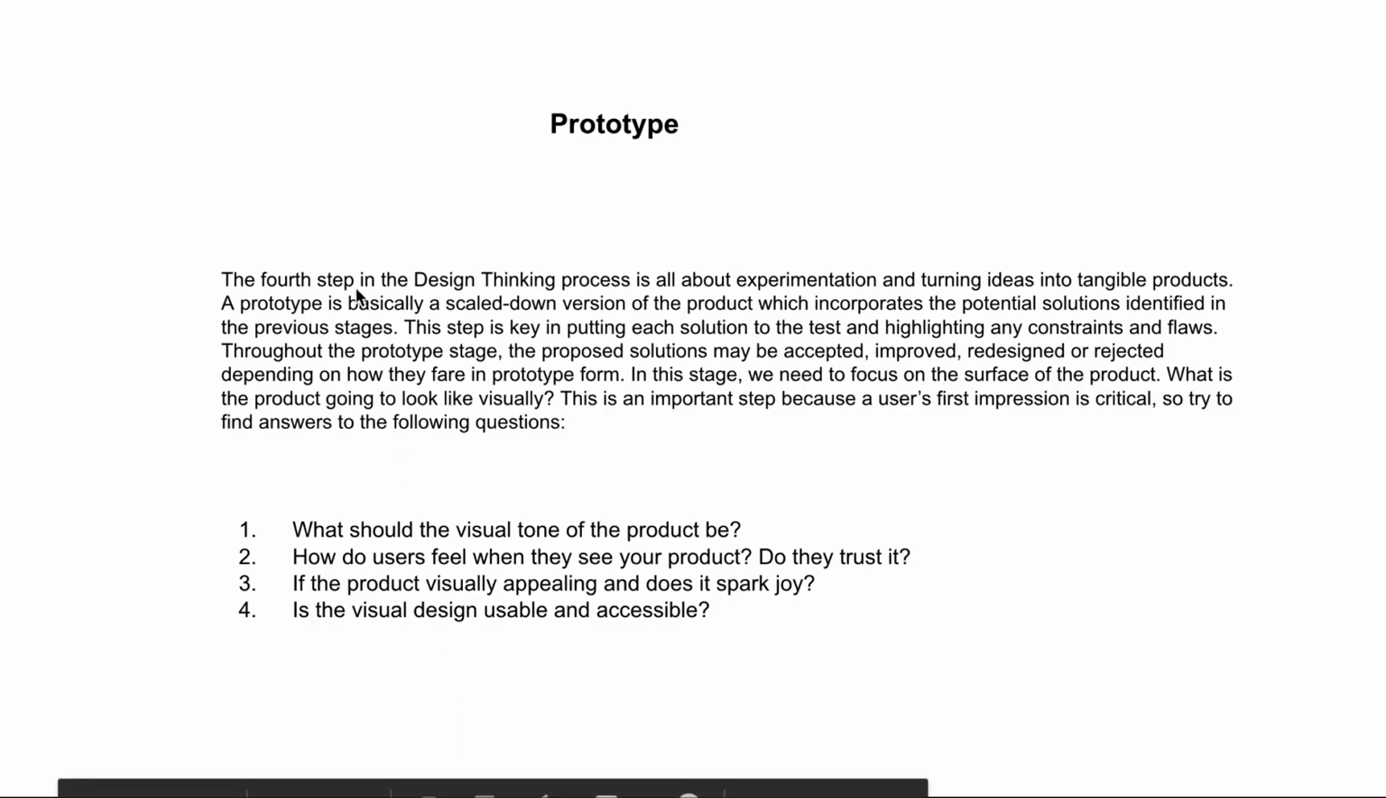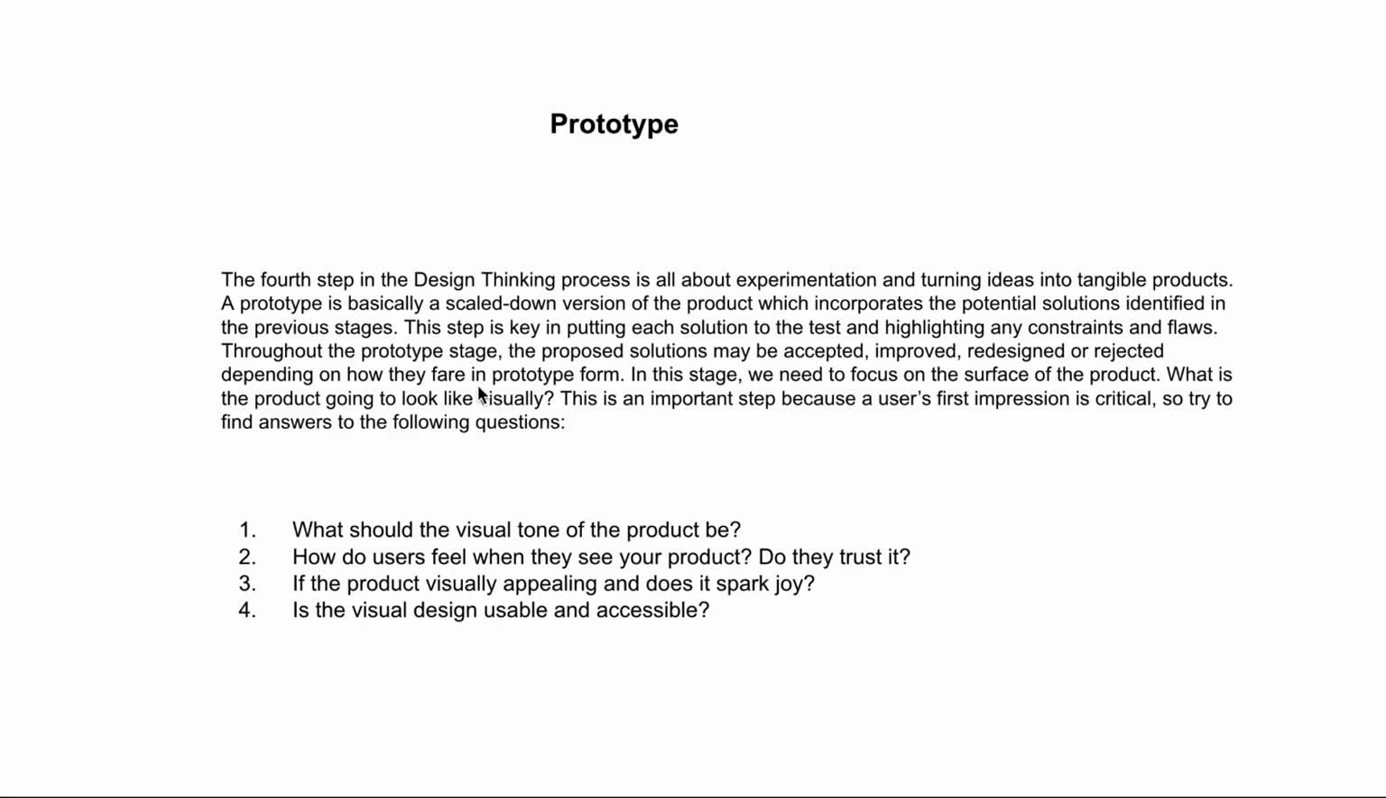Prototyping. This is the fourth phase in the design thinking process, and it's all about experimentation and turning ideas into tangible products. A prototype is basically a scaled-down version of the product which incorporates the potential solutions identified in the previous stages. This step is key in putting each solution to the test and highlighting any constraints and flaws.